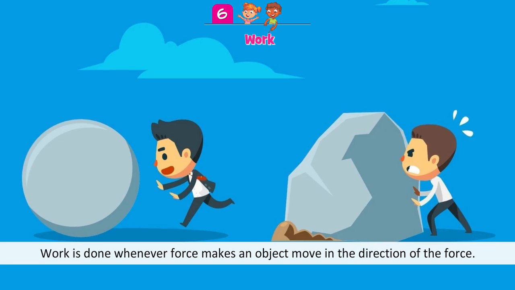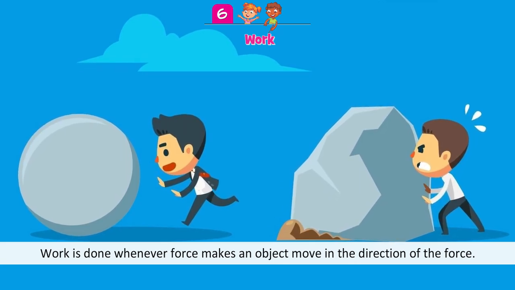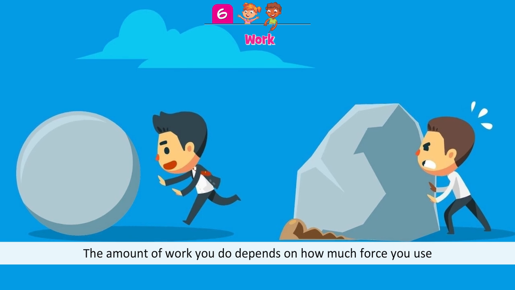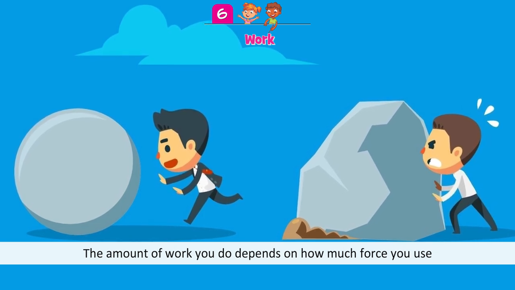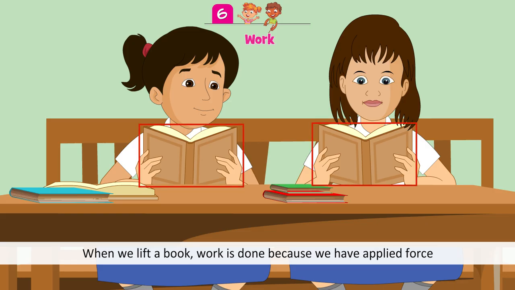Work. Work is done whenever force makes an object move in the direction of the force. The amount of work you do depends on how much force you use and how far the object moves. When we lift a book, work is done because we have applied force and the book moved upward. Now, if two books are lifted to the same height, more force is needed, so more work is done.